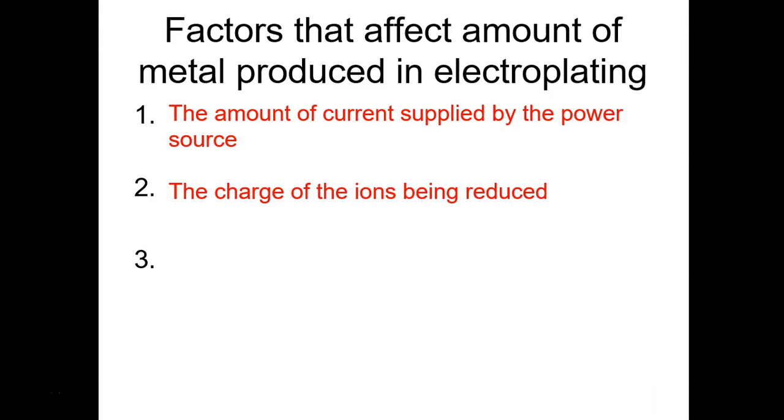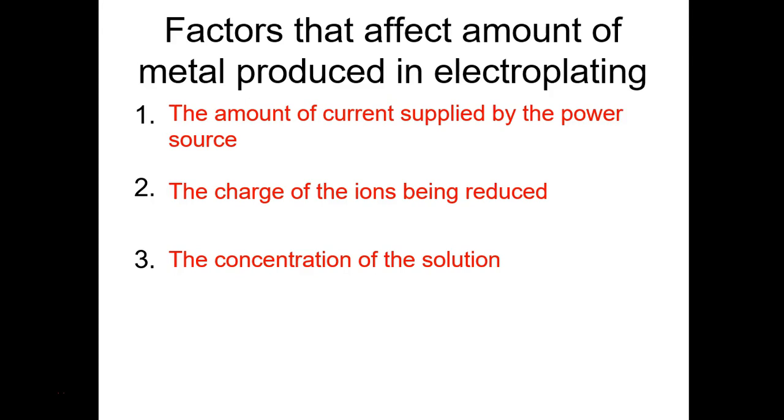Now, the charge of the ions being reduced: the greater the oxidation state, the greater the number of electrons required to reduce. Right? So every mole of copper 1 ions would need 1 mole of electrons to be reduced, but every mole of copper 2 ions would need 2 moles of electrons in order to be reduced. So the lower the charge, the faster the metal will be plated.